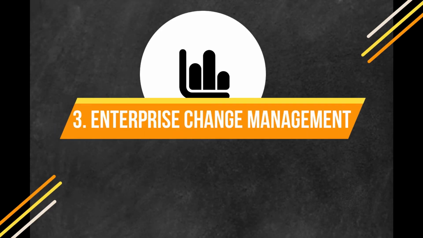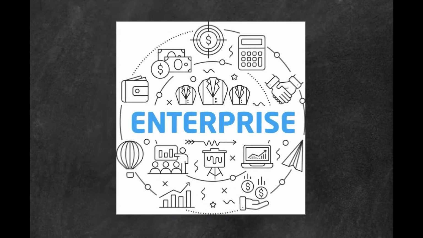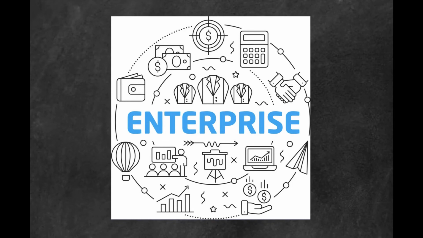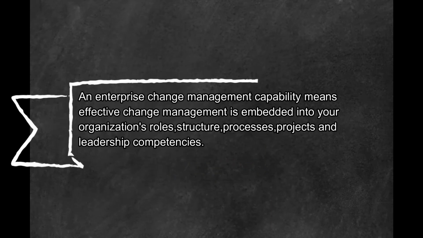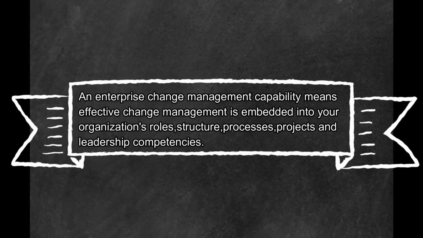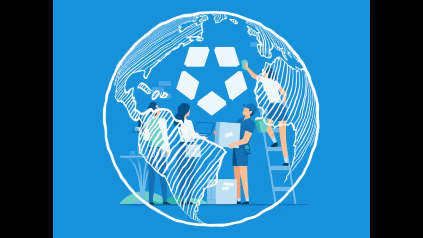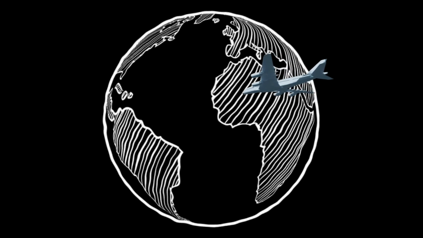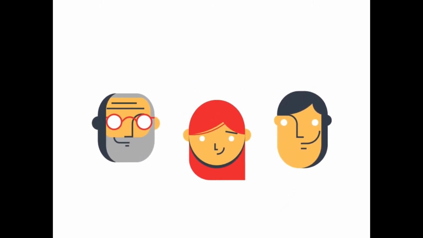The third one is the enterprise change management. It is an organizational core competency that provides competitive differentiation and the ability to effectively adapt to the ever-changing world. An enterprise change management capability means that effective change management is embedded into your organization's roles, structures, processes, projects, and leadership competencies. The end result of an enterprise change management capability is that individuals embrace change more quickly, and organizations are able to respond quickly to market changes like economics and embrace new strategic initiatives and adopt new technology that is innovative.